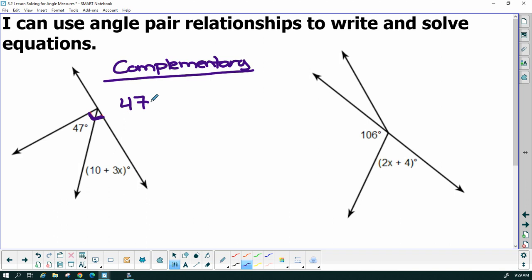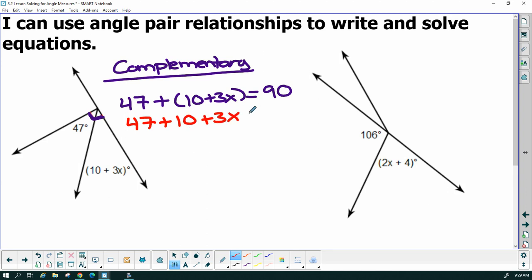47 plus 10 plus 3x. That whole angle is 10 plus 3x. And they should equal 90. And now I have an equation to solve. I don't need the parentheses here because there's a plus in front.